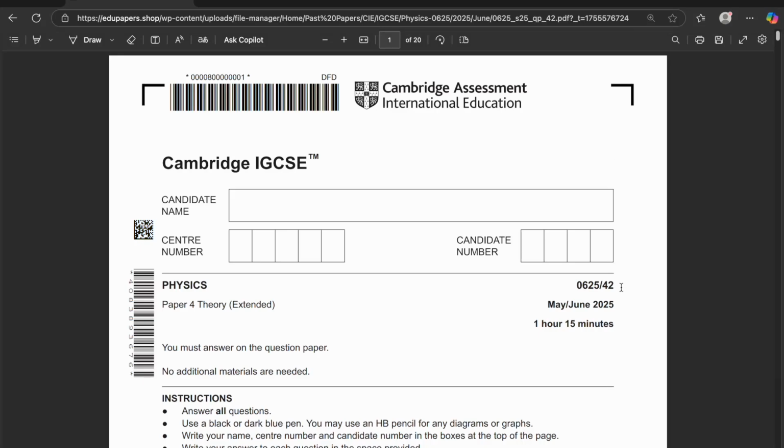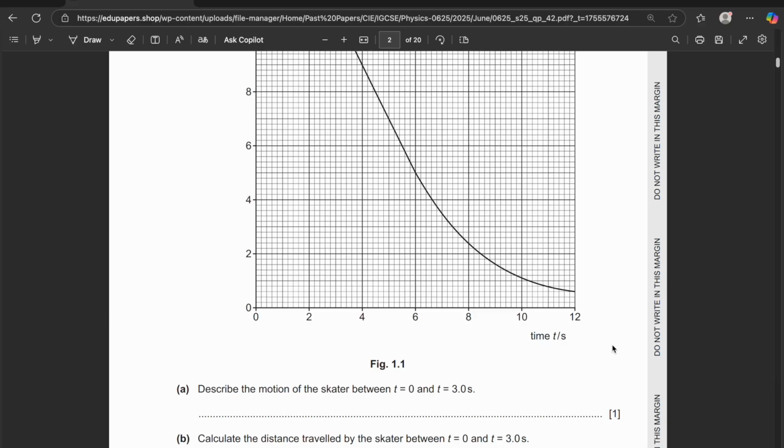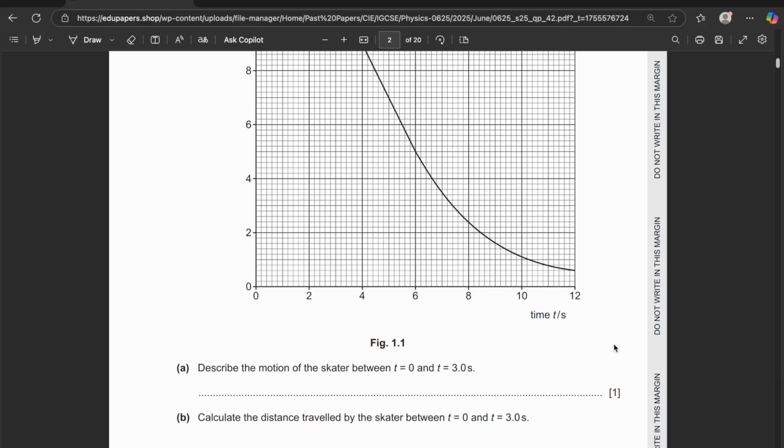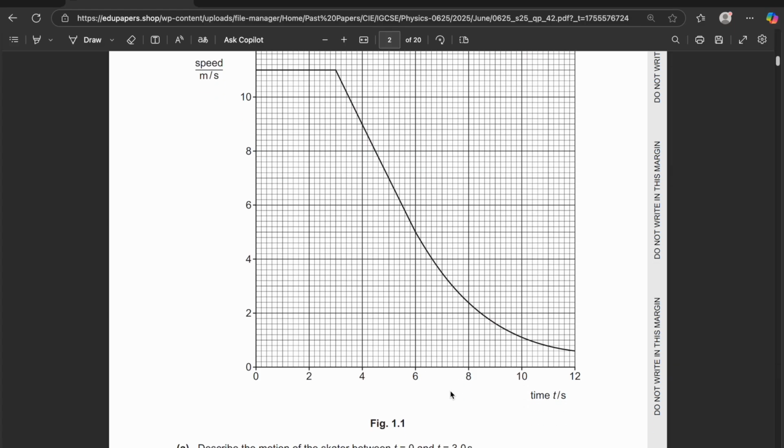Hello everyone, now going to solve Cambridge IGCSE Physics, May June 2025, paper 4-2. Number 1. Figure 1.1 is a speed time graph for an ice skater. A. Describe the motion of the skater between t equals 0 and t equals 3 seconds.